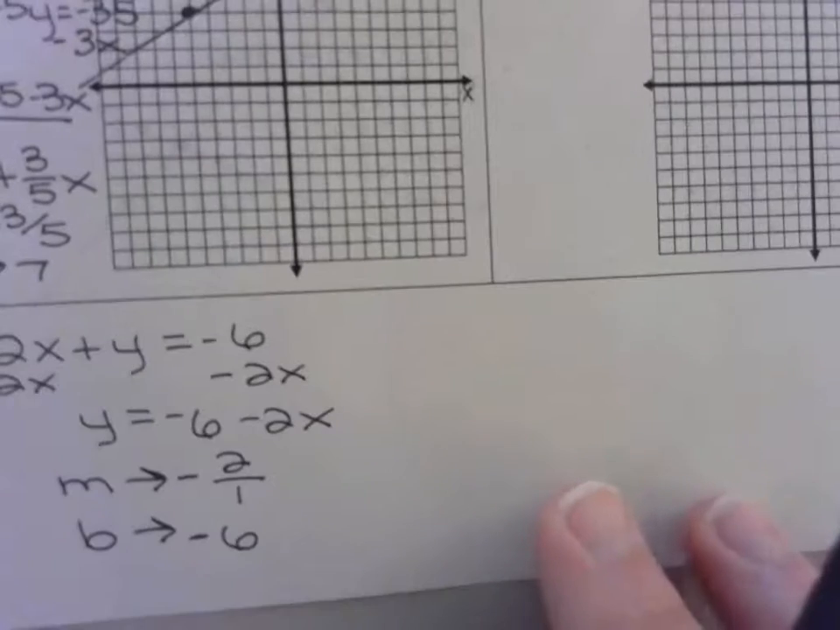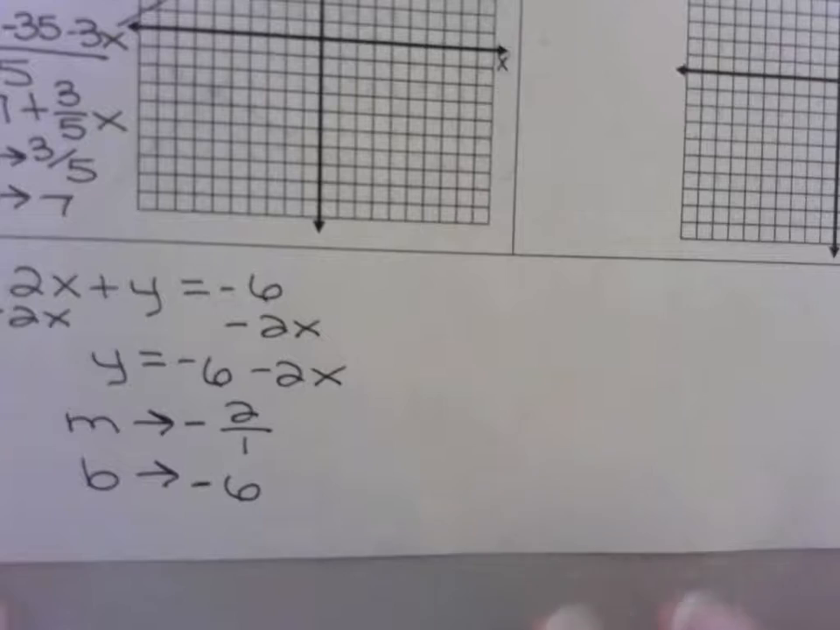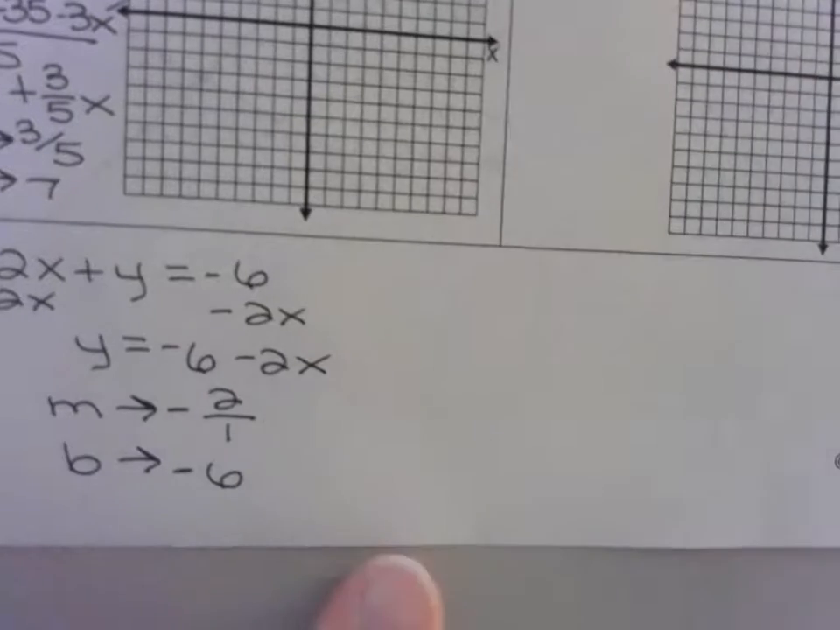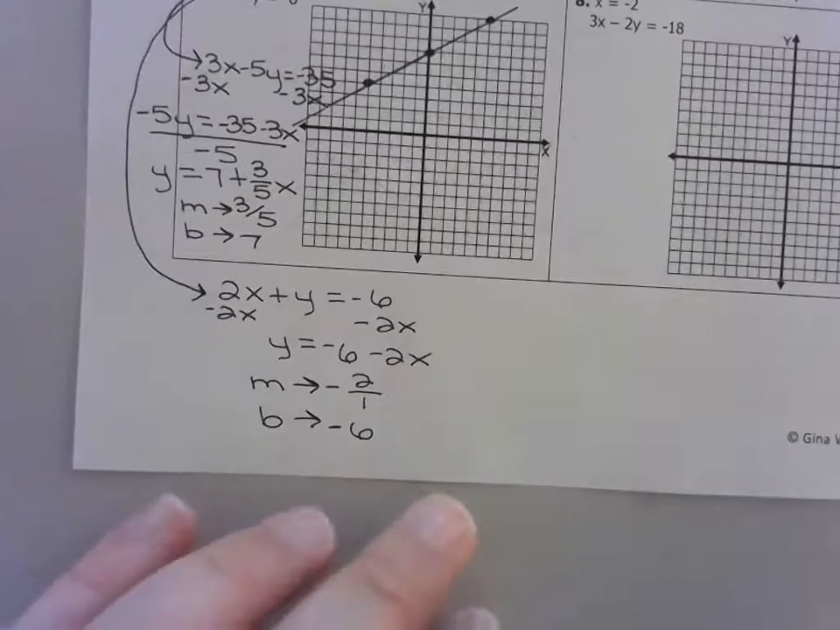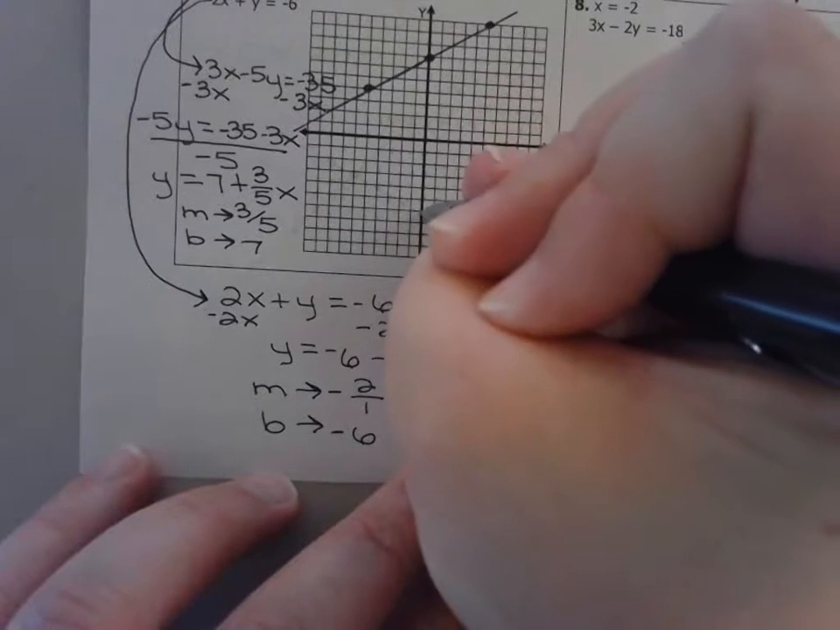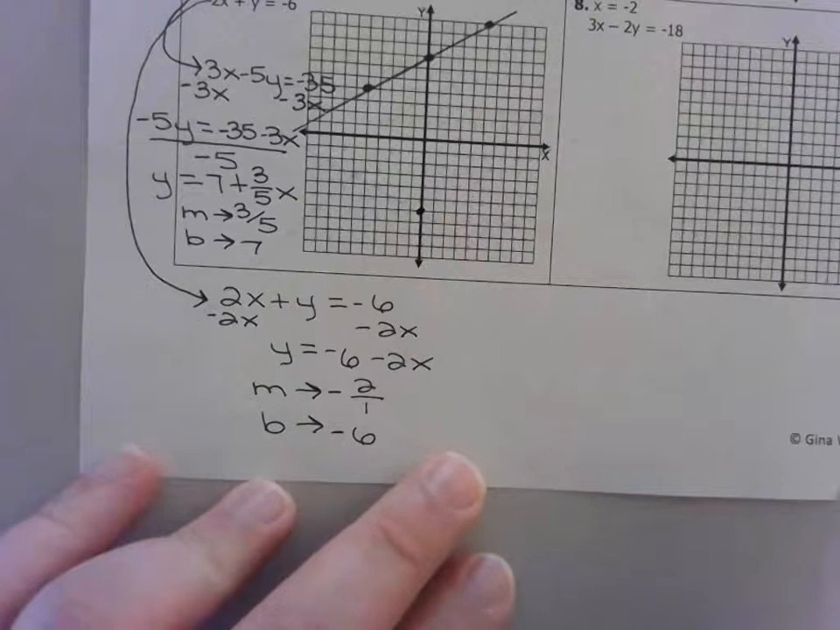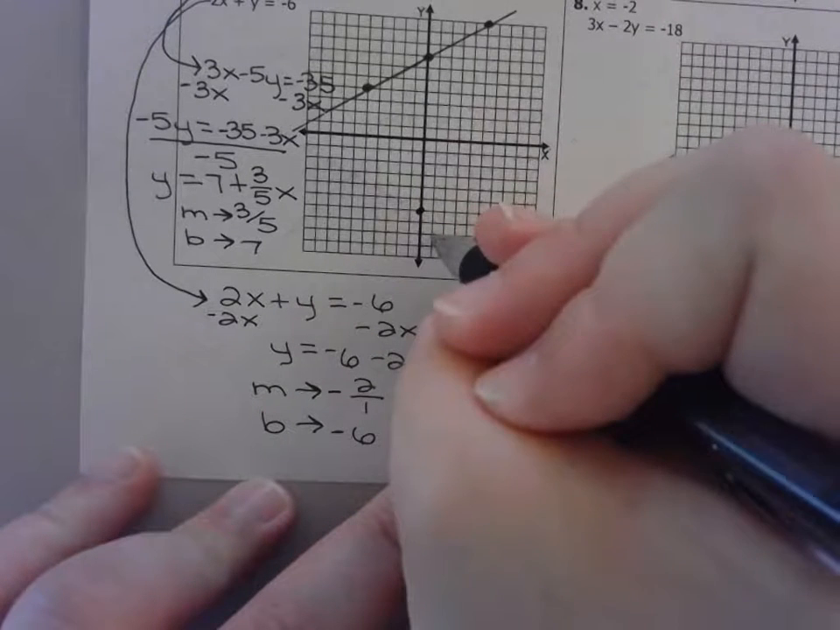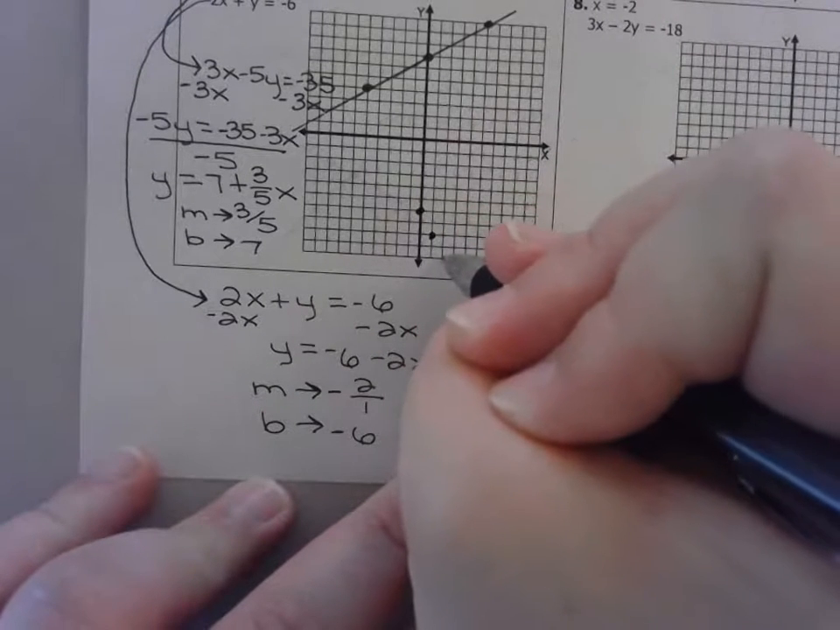Okay, how do I graph this one? Yep, always do your y-intercept. So how do I do a y-intercept of negative 6? 1, 2, 3, 4, 5, 6. Put a point. Down 2, right 1.